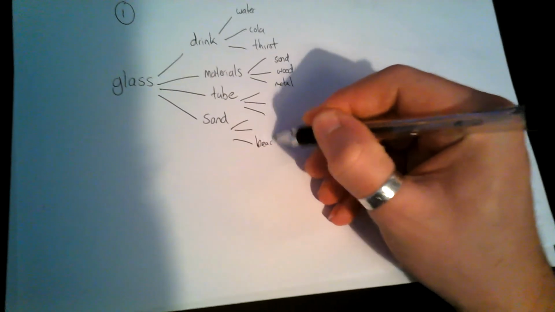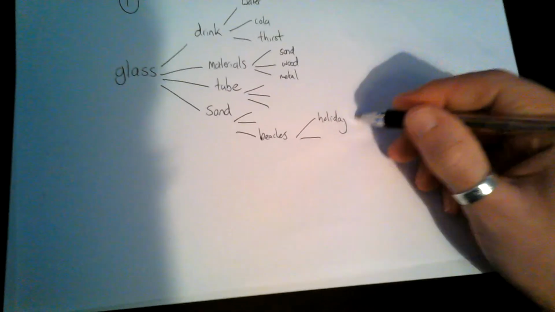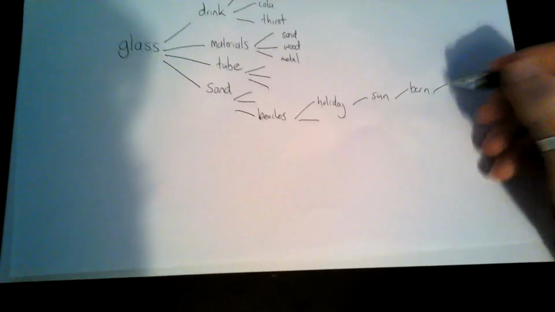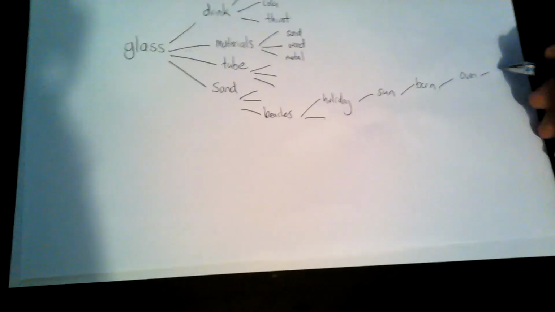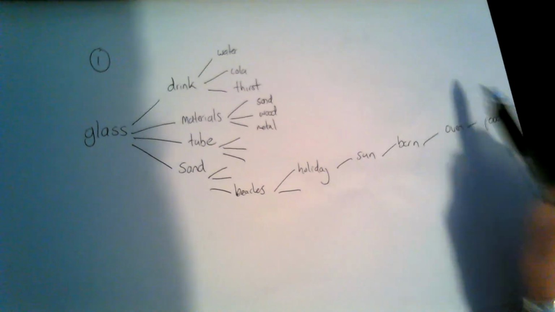Sand might lead to beaches, beaches might then lead to holiday, holiday might then lead to sun, sun might then lead to burning, burning might then lead to oven, oven might lead to food. That's an example as to the chain of events that can occur in terms of what people think and why.